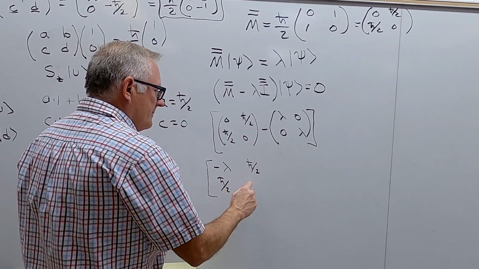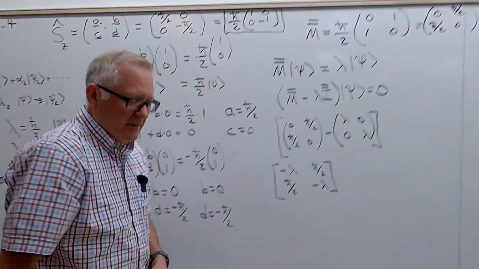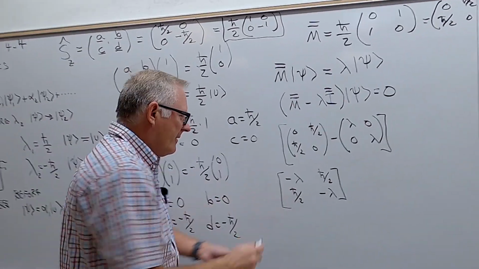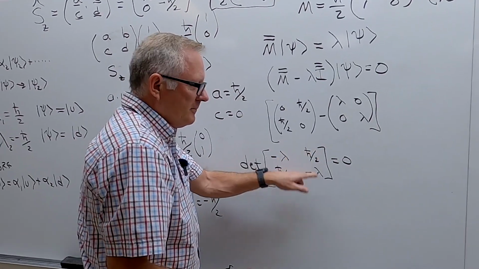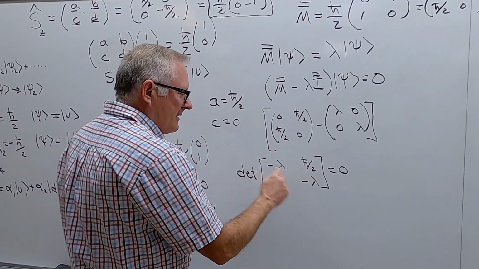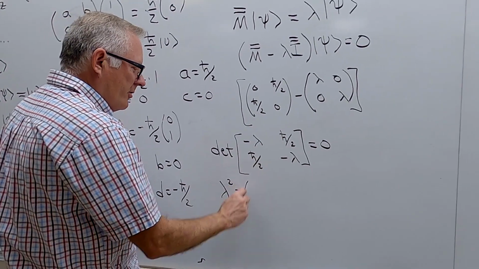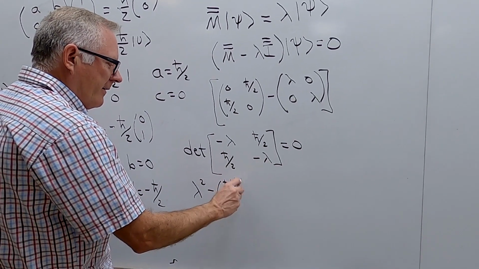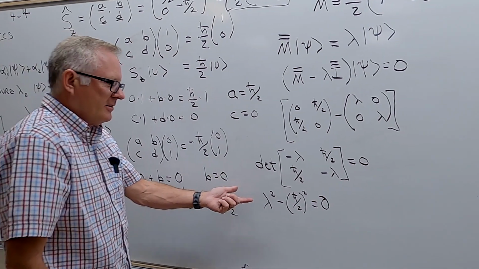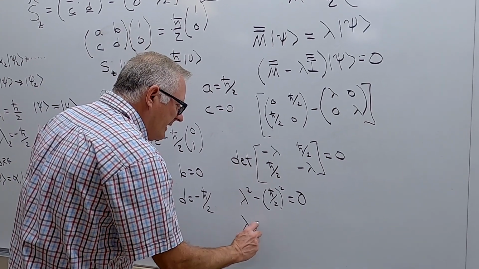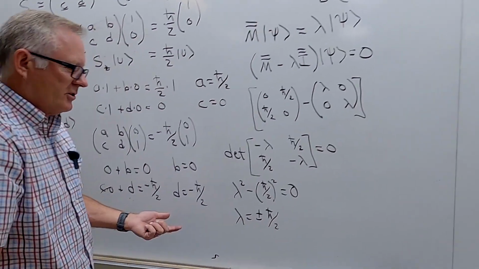0 minus lambda is minus lambda. Okay, so that's just your M minus lambda I. Now we just take the determinant of this and set it equal to 0. So that's just this times this minus this times this. So you got this times this is just lambda squared minus (h bar over 2) squared equals 0. Oh, okay, well, looks like the solution to this is lambda equals plus or minus h bar over 2. So there's my two solutions.